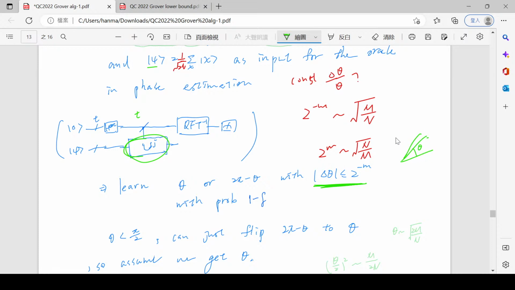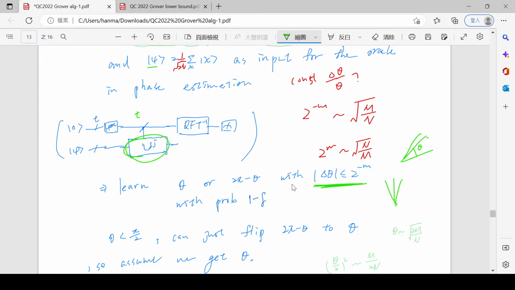And so if this is a constant, then your final angle will have a constant multiple error, right? You want your theta to add up to pi over 2. Then if this is a constant fraction, your final angle will have a constant fraction error. And so what's the condition for this to be a constant?